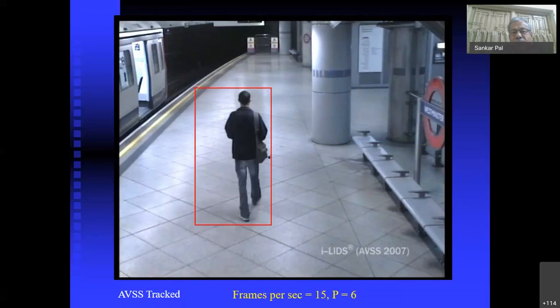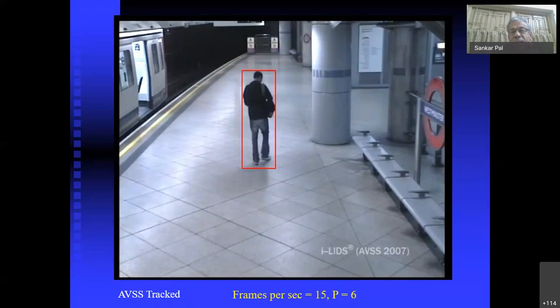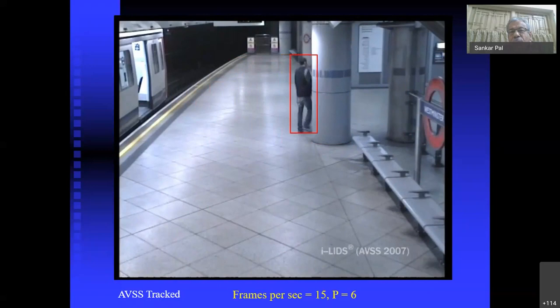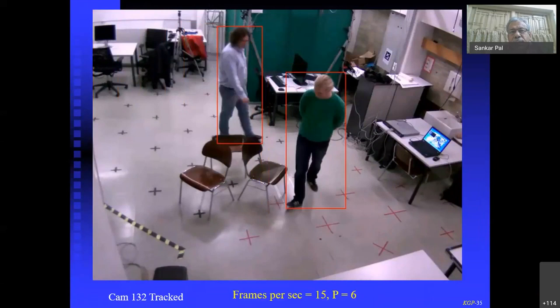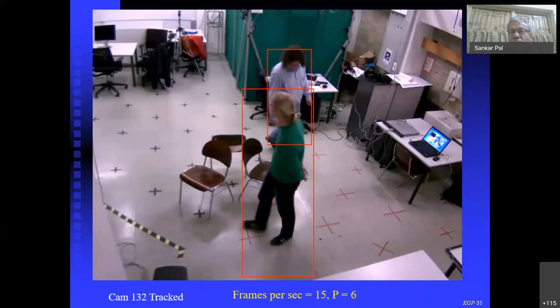You see frames per second 15, previous frames 6. See, completely occluded, but based on prediction, you can do that. Similarly, say in a laboratory, because I will use this for deep learning also. See, two different frames. Instead of considering one object, it's two objects.